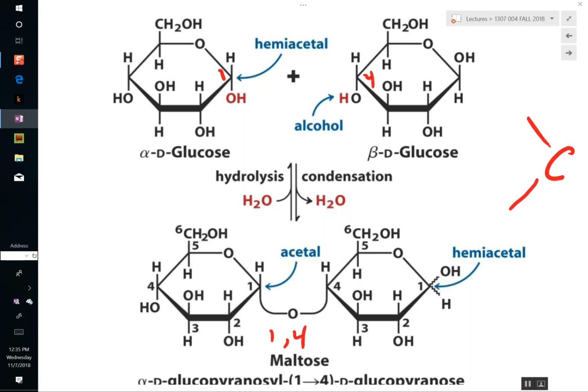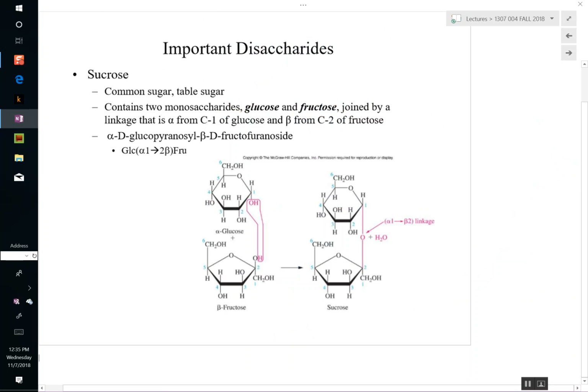I'm not sure the body might even be able to absorb a disaccharide. I'm not sure about that. But the smaller they are, the easier it absorbs, the easier it transports around, stuff like that. So that's maltose. Sucrose, I think we even got this far.